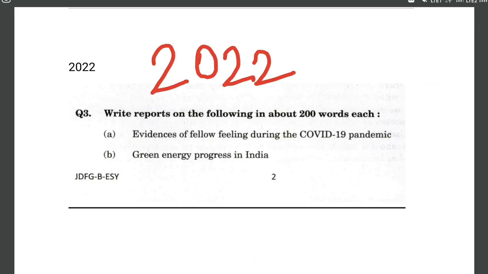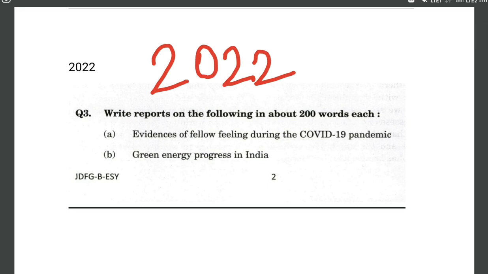So if we see the format, you will be given two reports of 200 words each, and you will be provided 2 pages to write these reports, and each report will carry 10 marks. Earlier there used to be only one report, which used to be of 250 words and used to carry 20 marks, but since 2013 two reports were introduced.